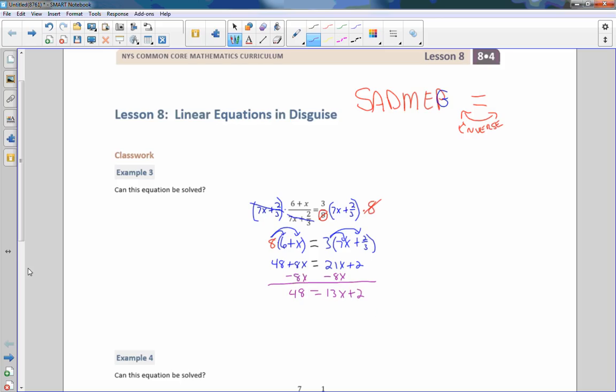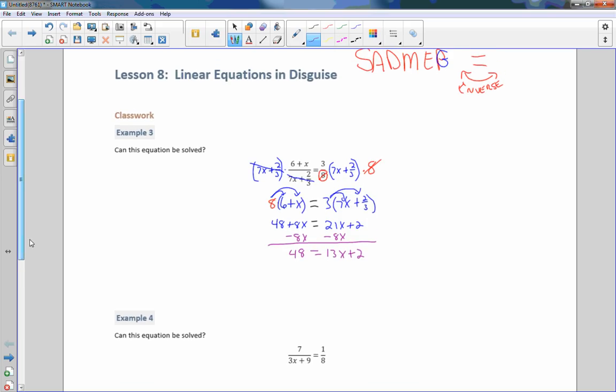Okay, so now it's starting to look more like a linear function or a linear equation like I showed earlier. So now I'm going to solve for x. It says, can this equation be solved? So we're trying. So I'm going to subtract 2 from both sides. When I subtract 2 from 48, I get 46. And that goes away, and I'm ending up with 13x. To get x by itself, I divide by 13, and I get x equals 46 over 13.